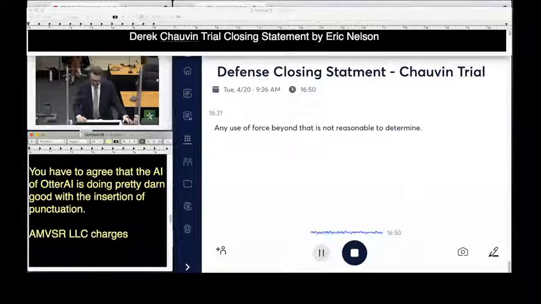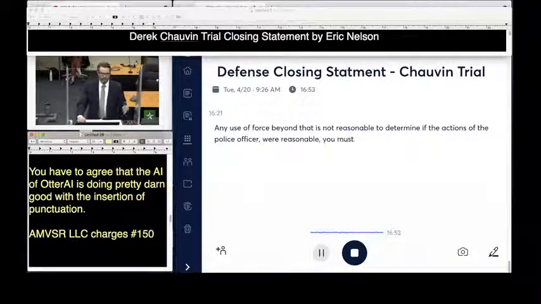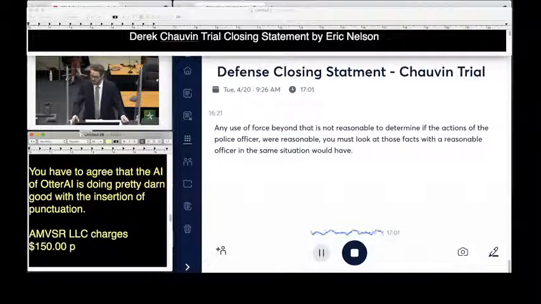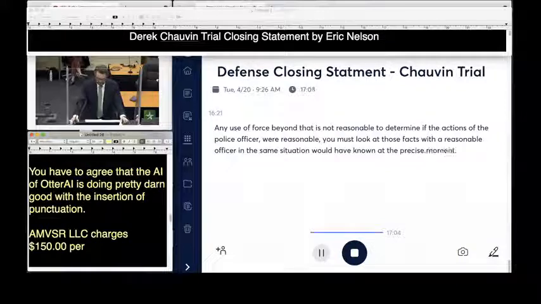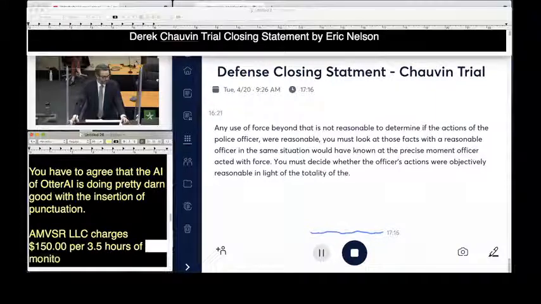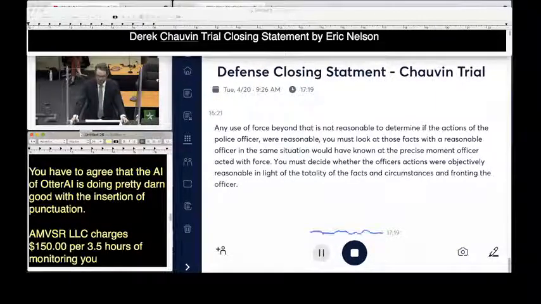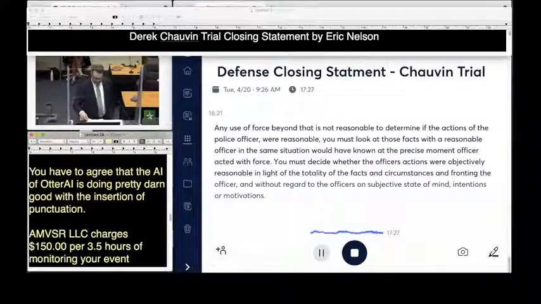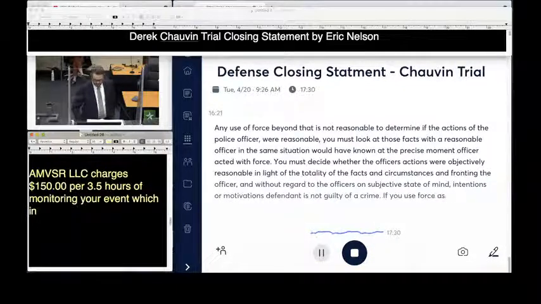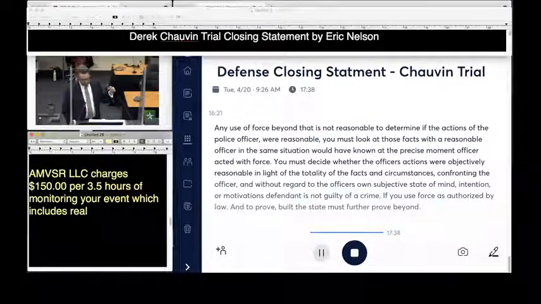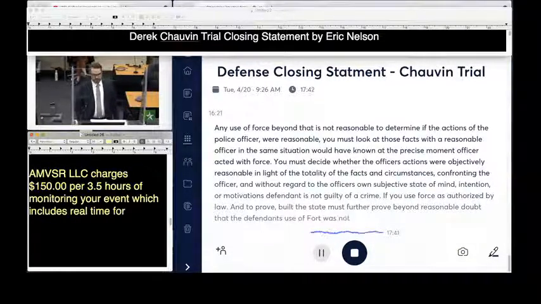To determine if the actions of the police officer were reasonable, you must look at those facts which a reasonable officer in the same situation would have known at the precise moment the officer acted with force. You must decide whether the officer's actions were objectively reasonable in light of the totality of the facts and circumstances confronting the officer and without regard to the officer's own subjective state of mind, intention, or motivations. The defendant is not guilty of a crime if he used force as authorized by law, and to prove guilt, the state must further prove beyond a reasonable doubt that the defendant's use of force was not authorized by law.